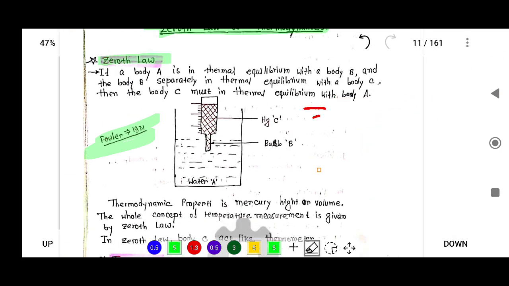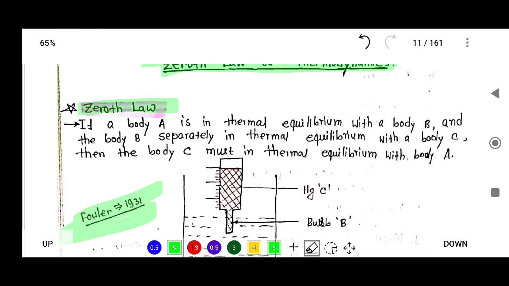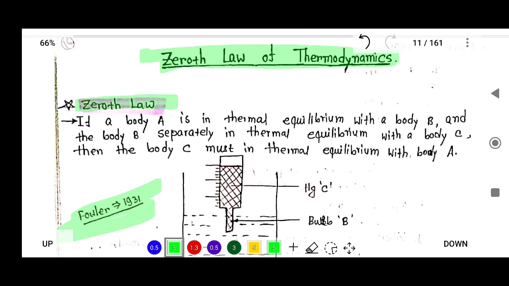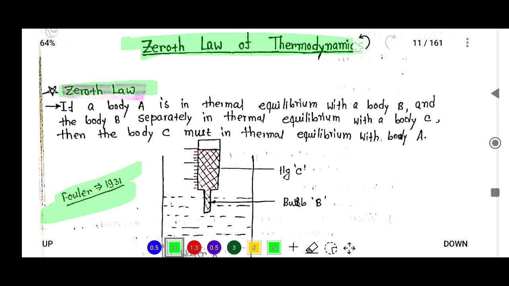Okay, now let's understand the zeroth law. If a body A is in thermal equilibrium with a body B, and the body B separately is in thermal equilibrium with body C, then the body C must be in thermal equilibrium with body A. So this is the zeroth law.